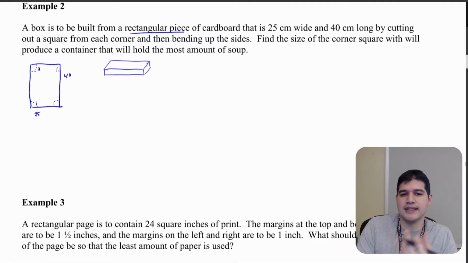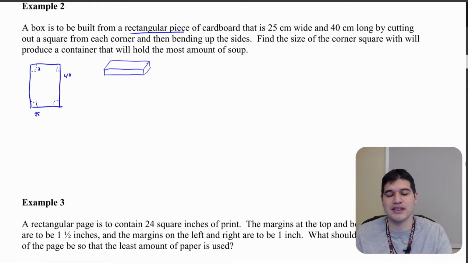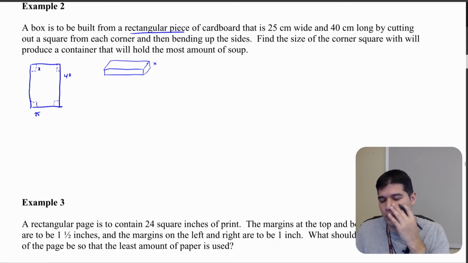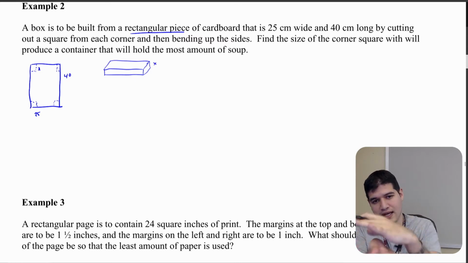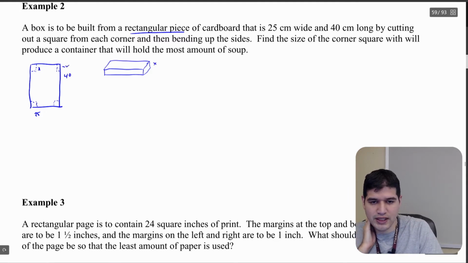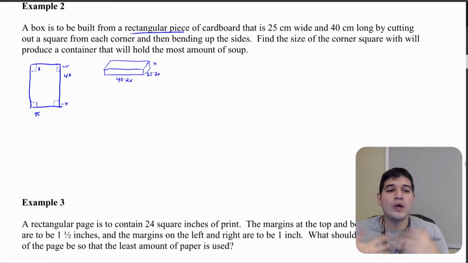As you imagine this, what you want to notice is that I'm cutting out these squares, and as I fold it up, the height of the box is going to be that square. So that's going to be X. Well, what are the length and the width going to be? We're cutting out X, so I'm subtracting X from right here, and I'm subtracting X from right there. So that's going to be 40 minus 2X, and then the other side length is going to be 25 minus 2X.